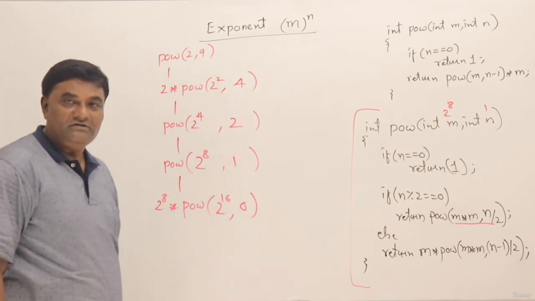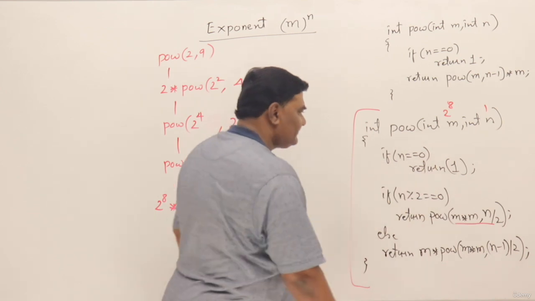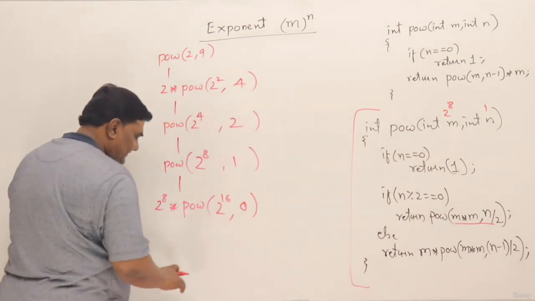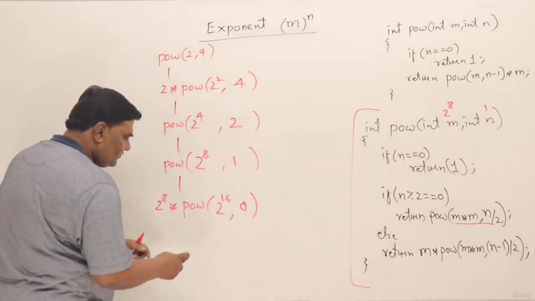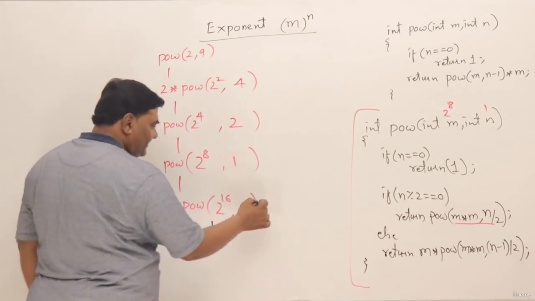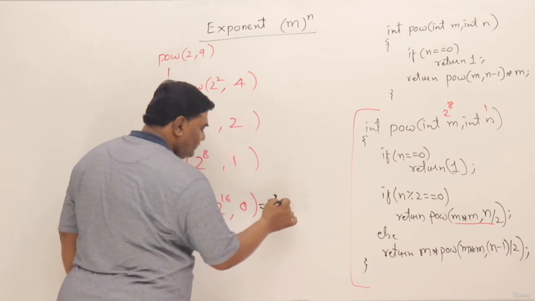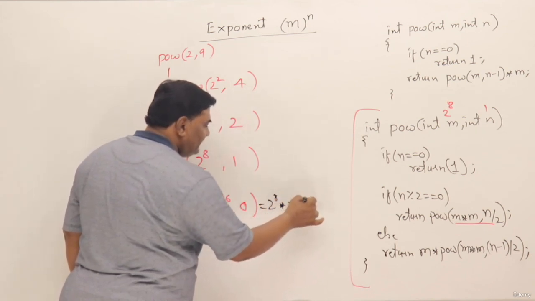So this is the last call. Now n has become 0. So for 0 it returns 1. So for the 0 value, the returned result is 1. Now what will it become? 2 power 8 into 1. So this is 2 power 8.